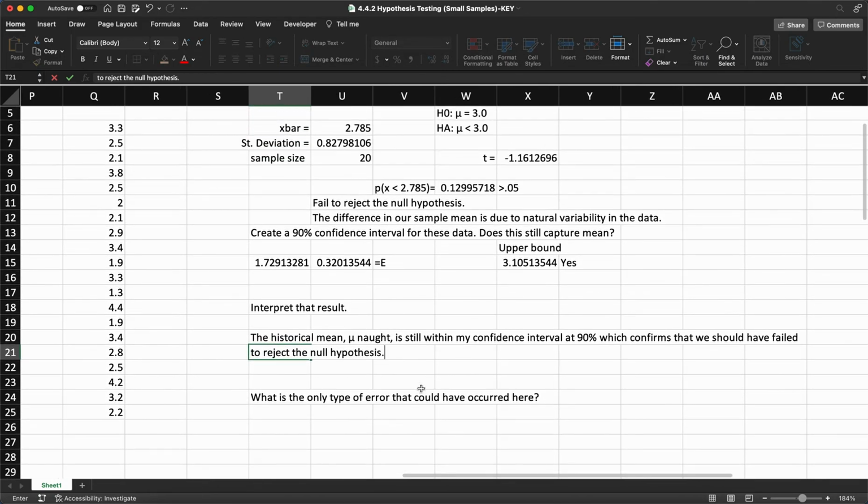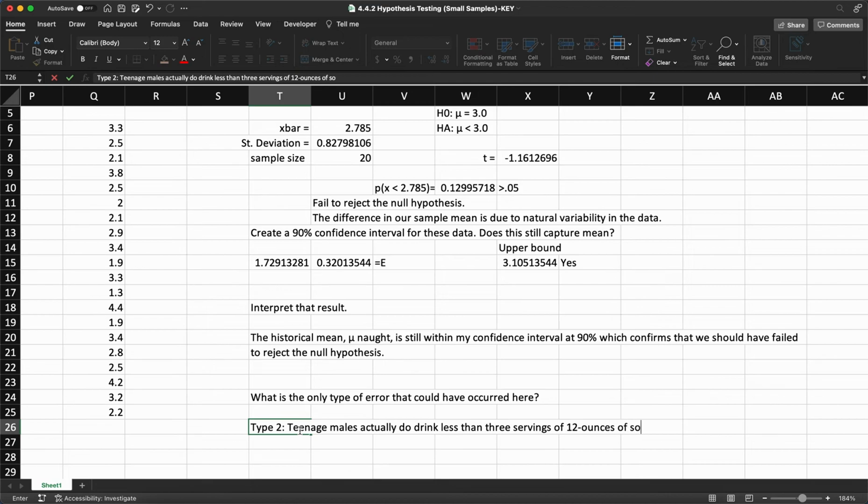What's the only type of error that could have occurred here? In this case, type 2. In the context of this problem, teenage males actually do drink less than 3 servings of 12 ounces of soda per day, and we are saying that they don't.